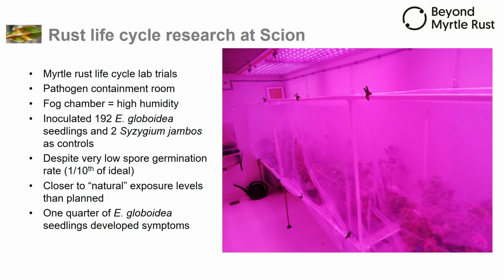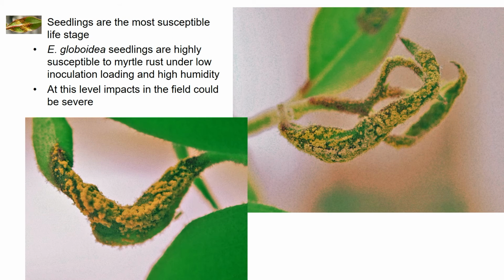This level of inoculum is probably closer to what would be experienced in the field. So we can now confirm this is the actual damage that was produced, and the seedlings of globoidea are the most susceptible life stage. They're definitely susceptible to myrtle rust under the low inoculum loading and the high humidity that they were presented with in the laboratory. At this level, impacts in the field could be severe.